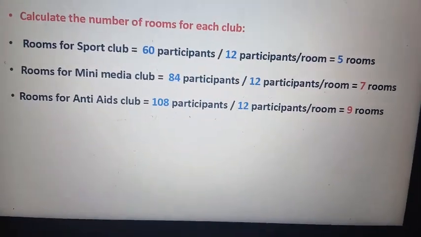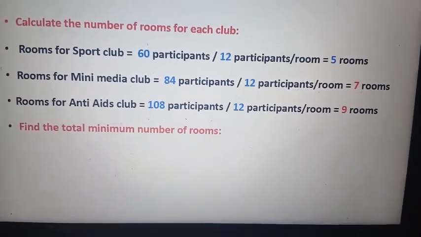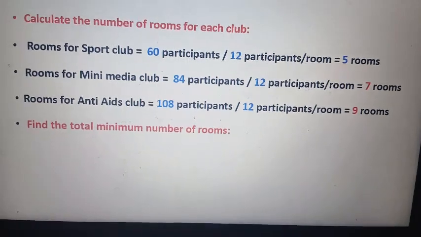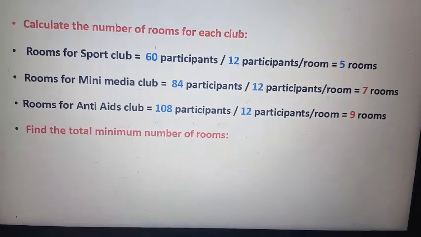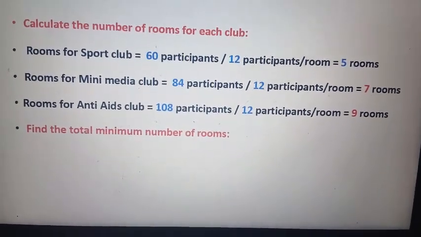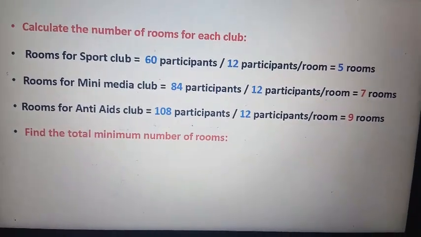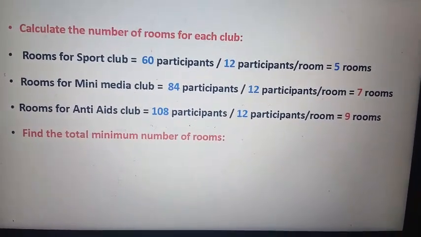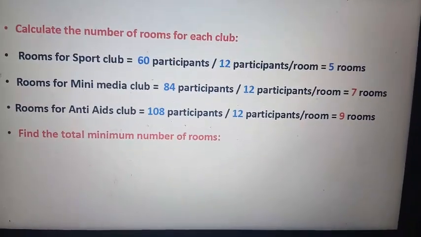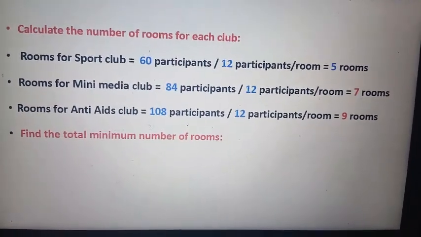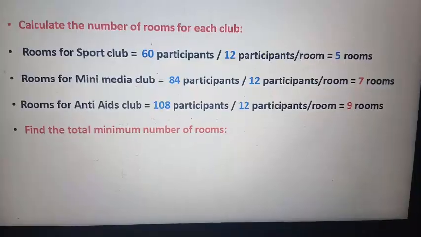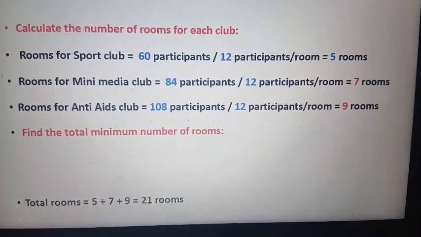So, to find the total minimum number of rooms, the sport club needs 5 rooms, the mini-media club 7 rooms, and the anti-AIDS club 9 rooms. Adding these together, we find the total minimum number of rooms.